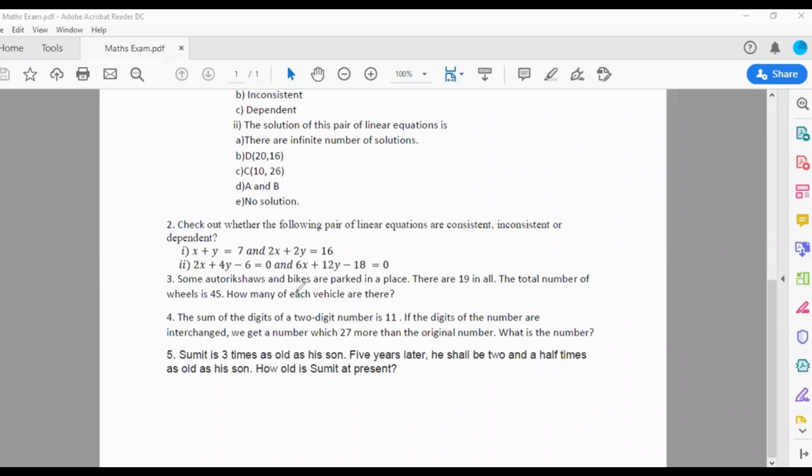There are some autorickshaws and bikes parked in a place. There are total 19 in all. The first equation is total 19. That means x plus y is equal to 19. Total 19 vehicles.